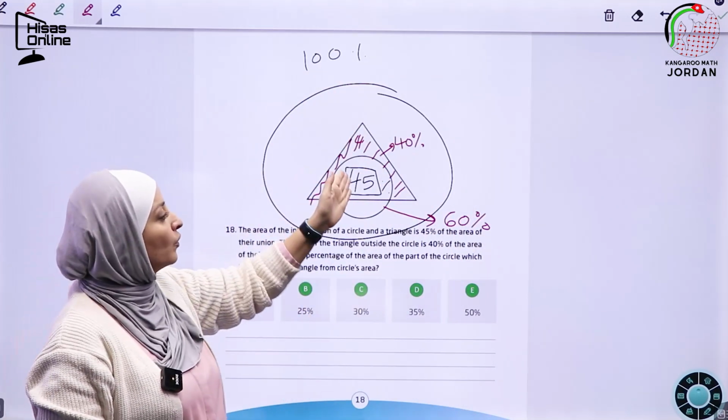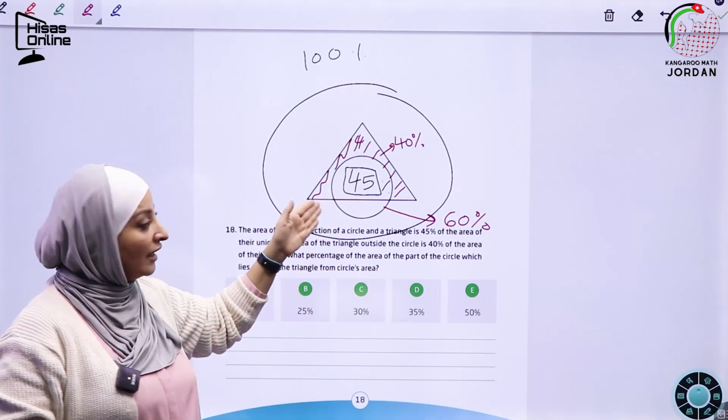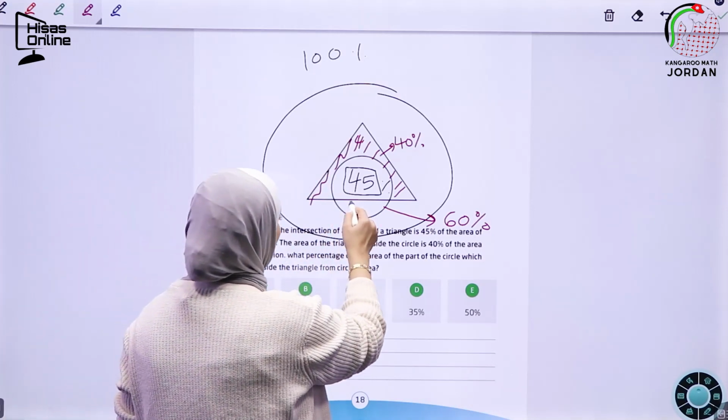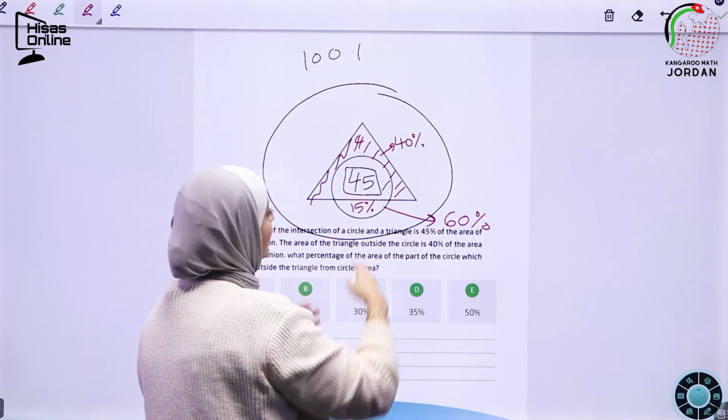Okay, let's find what we need to have next to the 45 in order to see what is missing here about the circle. It's 15%, right? Because if you add them to get 60, so we find it.